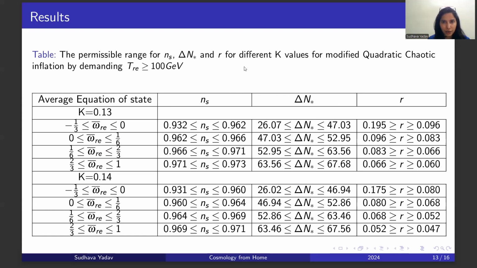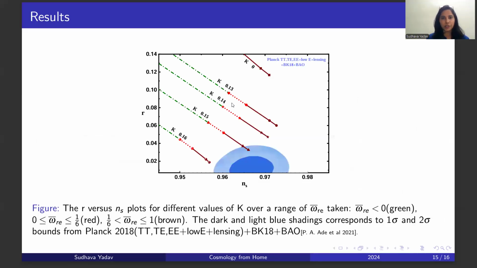These n_s and r values we have plotted in a separate plot to show things nicely. So this is our tabular data, and this is the conclusive plot. From this plot, first I will explain the contours. The dark and light blue shading correspond to the 1 sigma and 2 sigma bounds from Planck 2018 plus BK18 plus BAO data. The limits on n_s are 1 sigma and 2 sigma contours, and for r we have used the limit r less than 0.036. The different curves correspond to the different omega RE ranges taken, as mentioned in the caption.